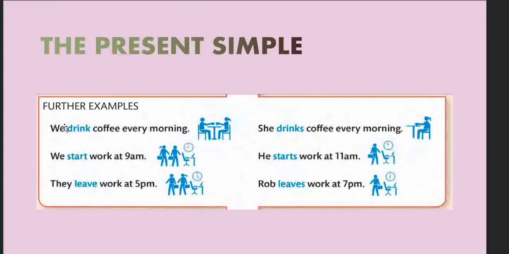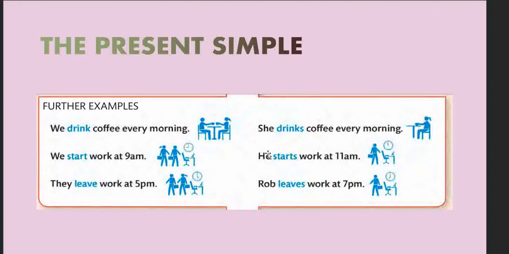Now, this was with the root form of the verb. So, we can also see that the first person plural, that is we, takes the verb without an s. Second person plural, they, takes the verb without an s.